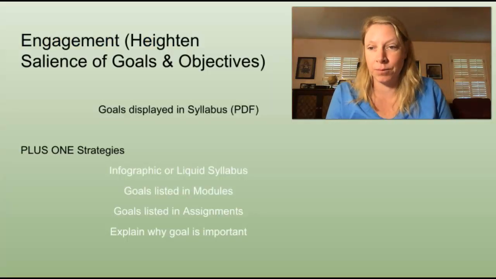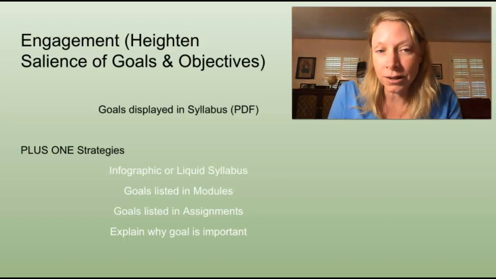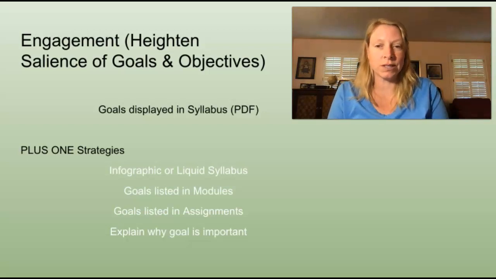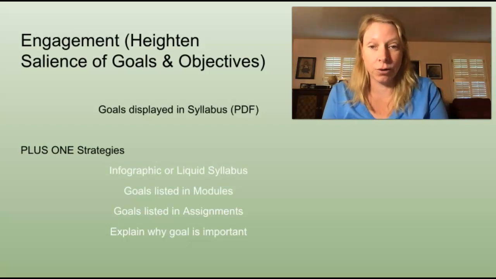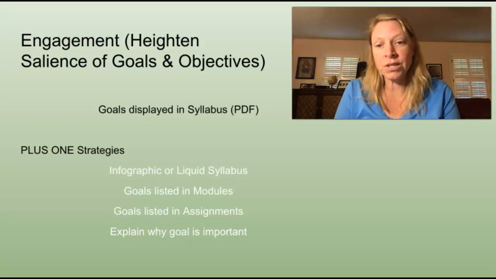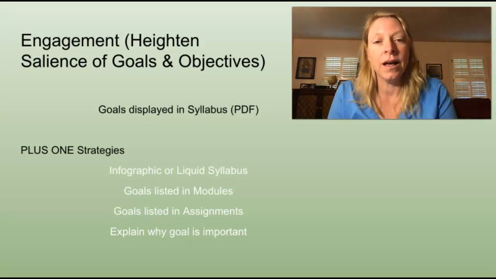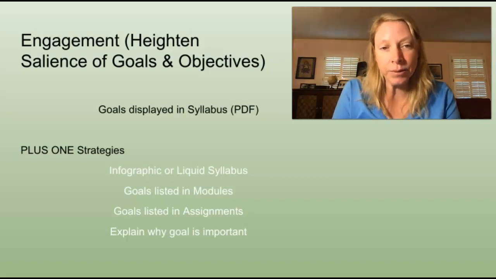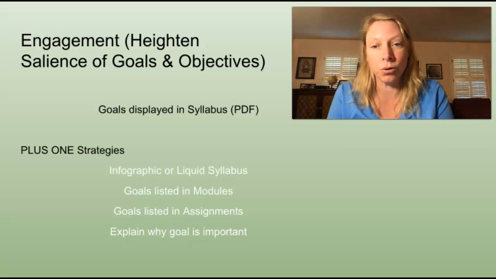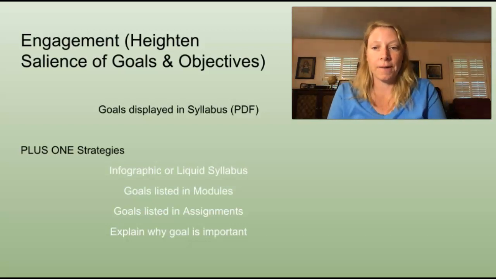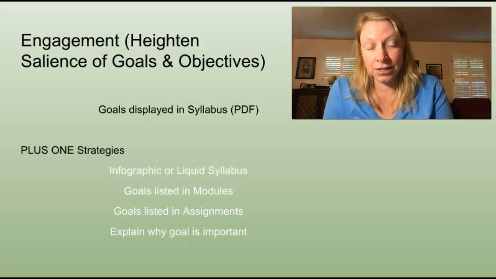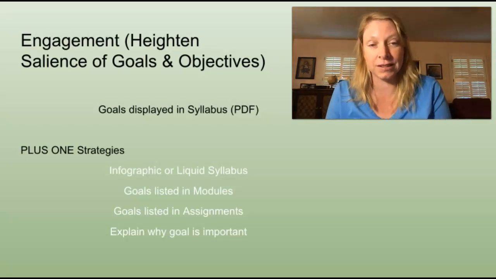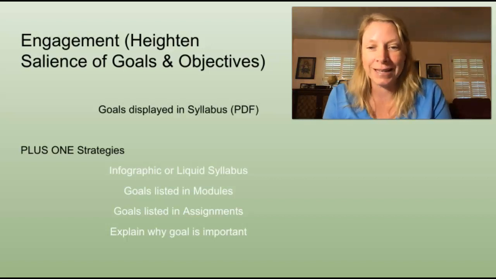So I brought 3 examples. So if we look in the first column of our Universal Design for Learning guidelines, which is engagement, one of those is to heighten the salience of goals and objectives. Usually we have goals displayed in our syllabus or in some written document or PDF version. And so one example of trying to heighten the salience of goals and objectives would be to create an additional infographic syllabus or to move everything to a liquid syllabus. That's something I'll be talking about when I come back.